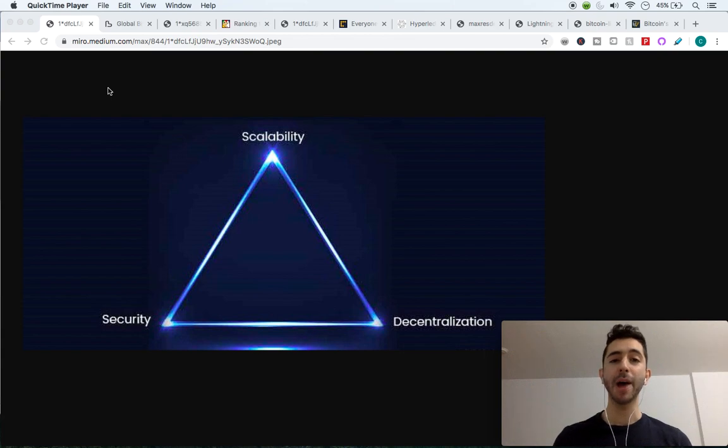There's a major problem in the blockchain space known as the blockchain trilemma. Everyone is trying to figure out how to solve this problem. The trilemma states that when it comes to blockchain, there are three main characteristics: security, scalability, and decentralization. But you can only have two at a given time. You can't have three all at once.